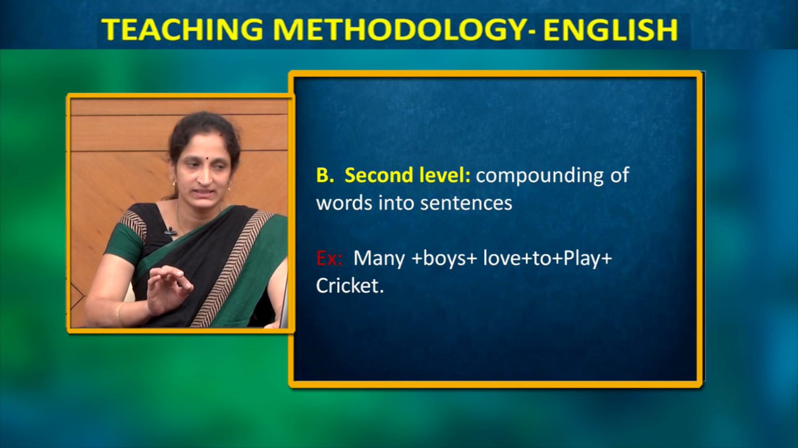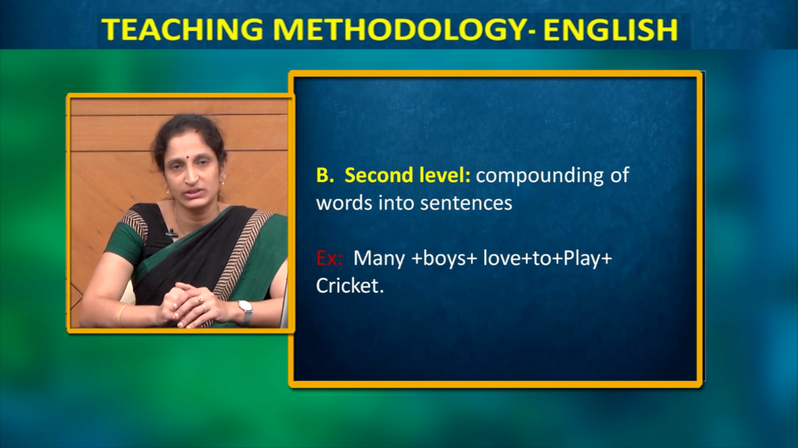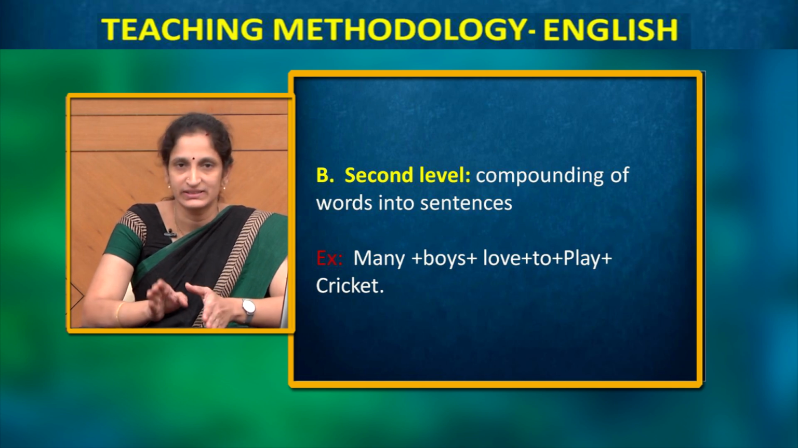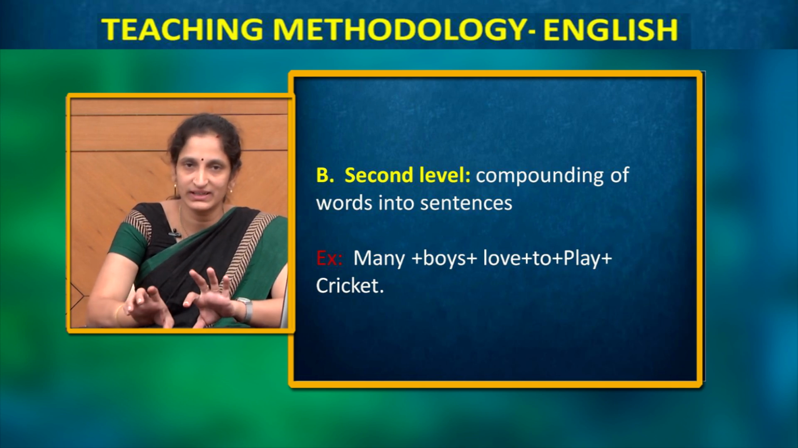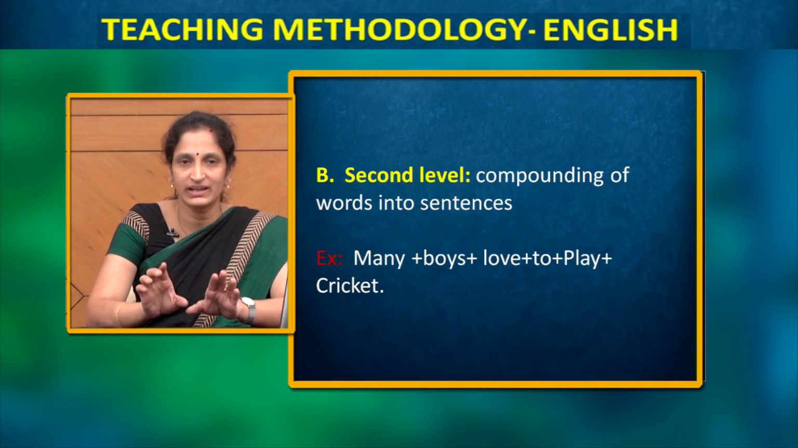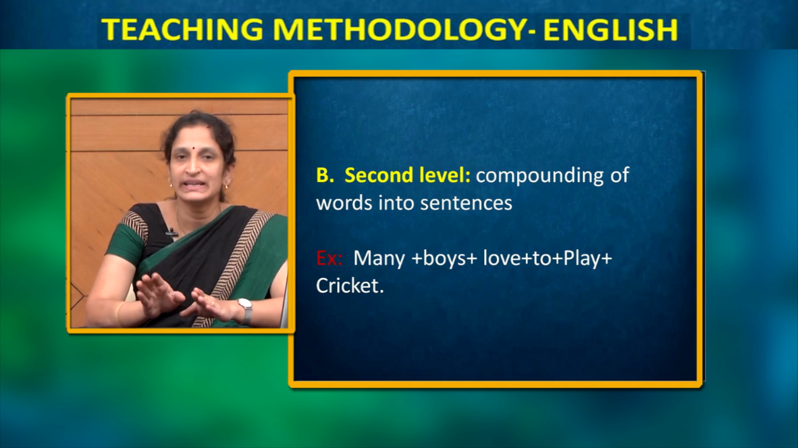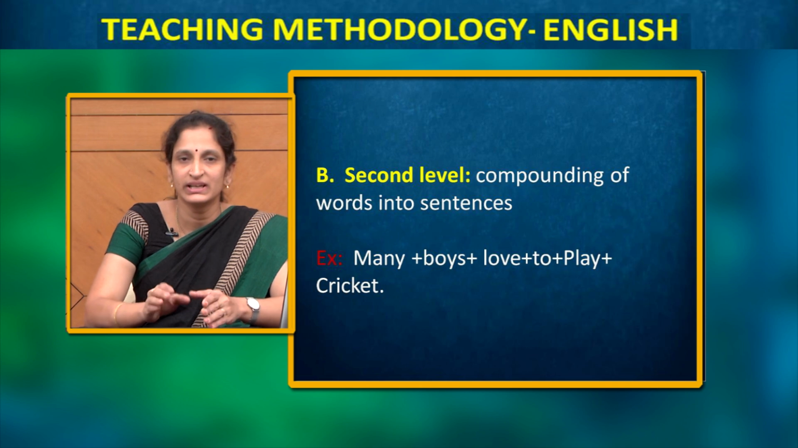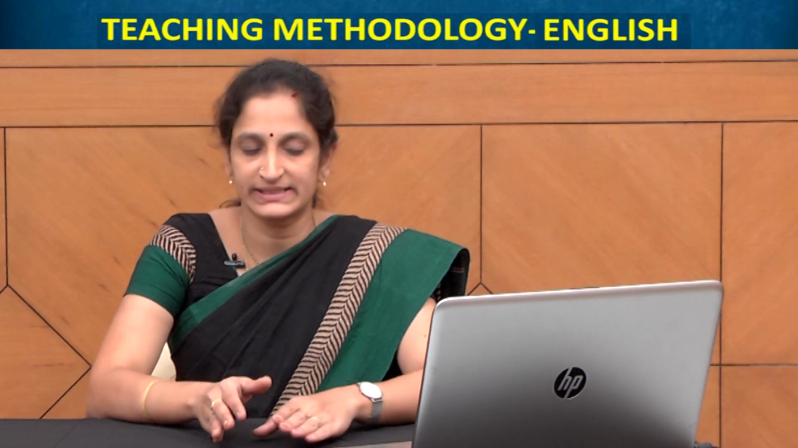To make this more effective, next we enter the second level, that is compounding of words into sentences. By clubbing all these first-level words, you make a meaningful sentence, a successful sentence, indicating many boys love to play cricket, and then it becomes a meaningful sentence. So in the first level you are combining only the sounds, and in the second level, with the help of sounds, you take the words to frame a successful sentence.